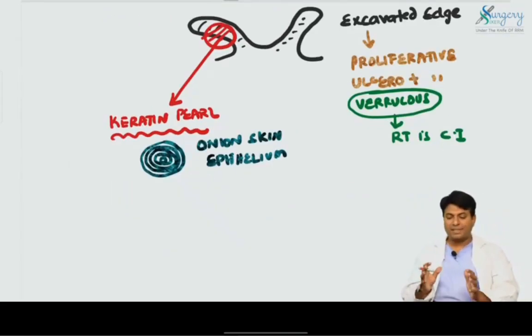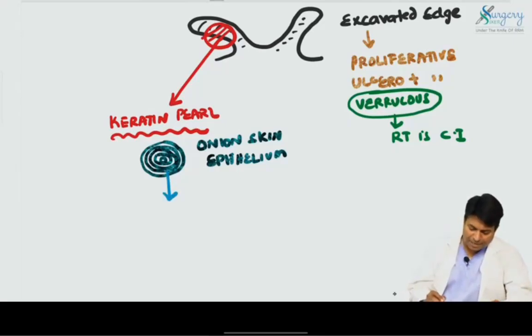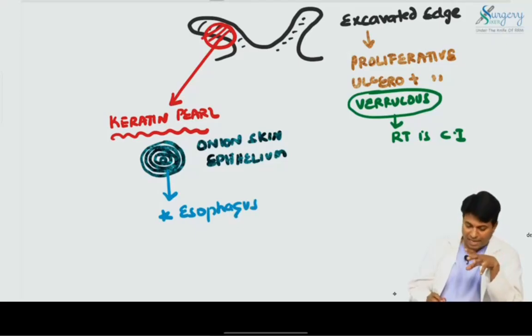The keratin pearl appearance is classically seen in squamous cell cancer. In which part of squamous cell cancer is it absent? For example, it is absent in squamous cell cancer of the esophagus. It is also absent in squamous cell cancer of the bladder.